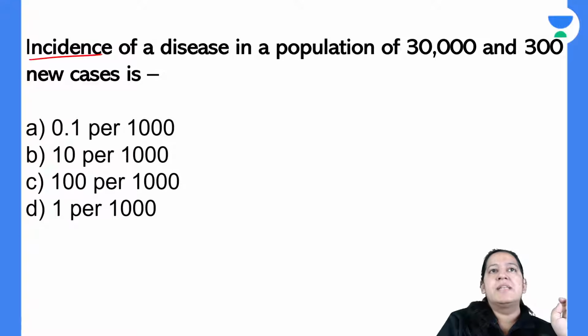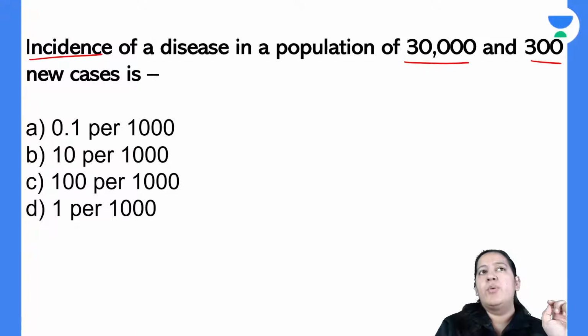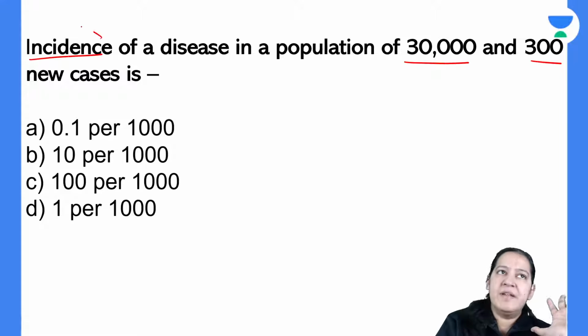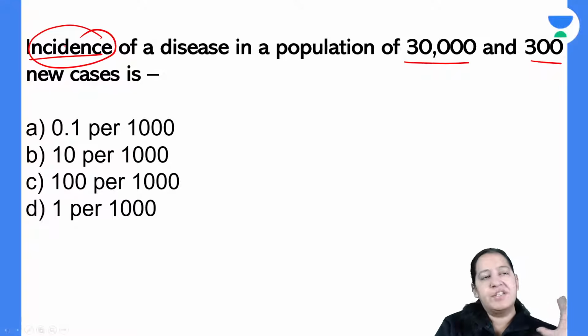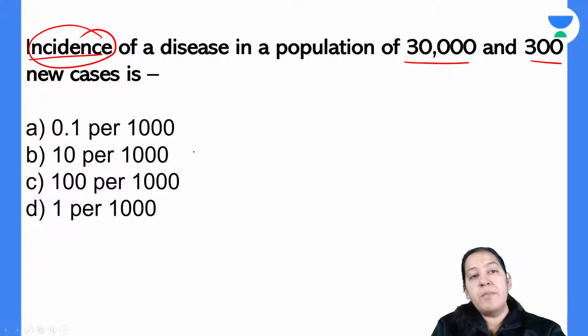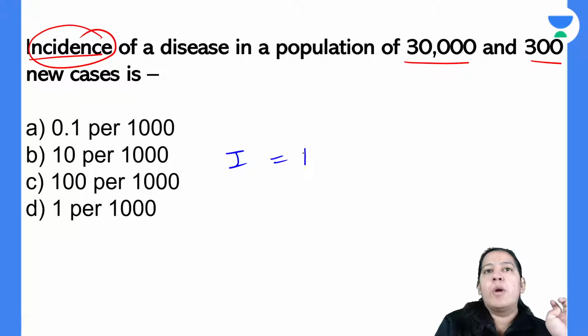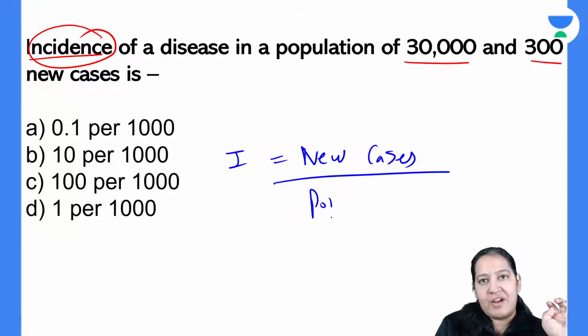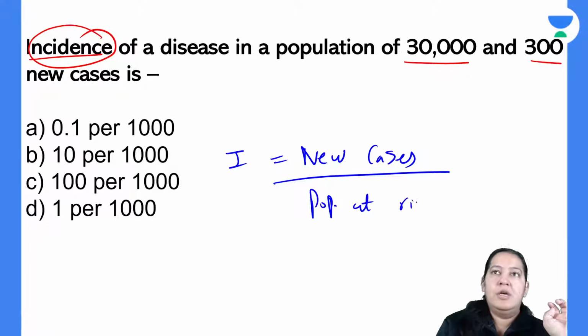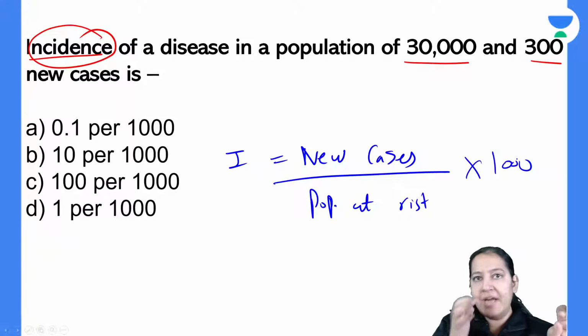Incidence of a disease in a population of 30,000 and 300 new cases. So the question, the examiner is asking to calculate the incidence, right? Apply the formula for incidence. What is the formula for incidence? Incidence is equal to number of new cases upon population at risk into 1,000. This is the formula. Apply it in the question.